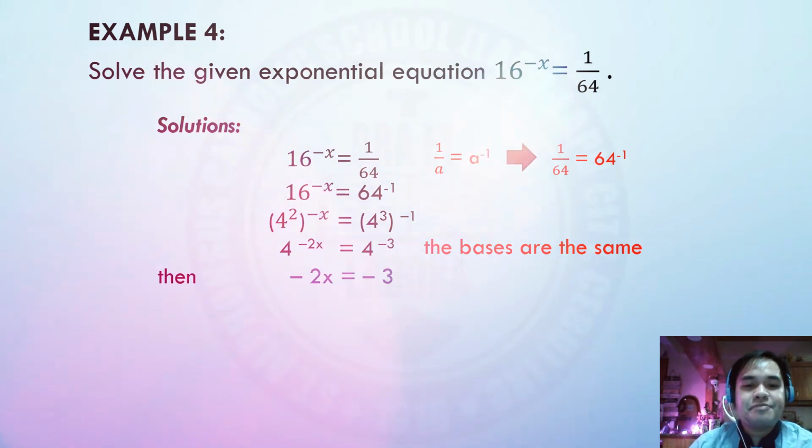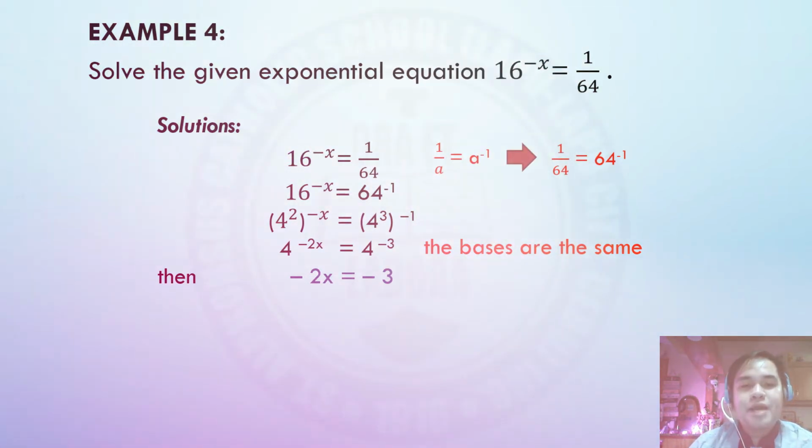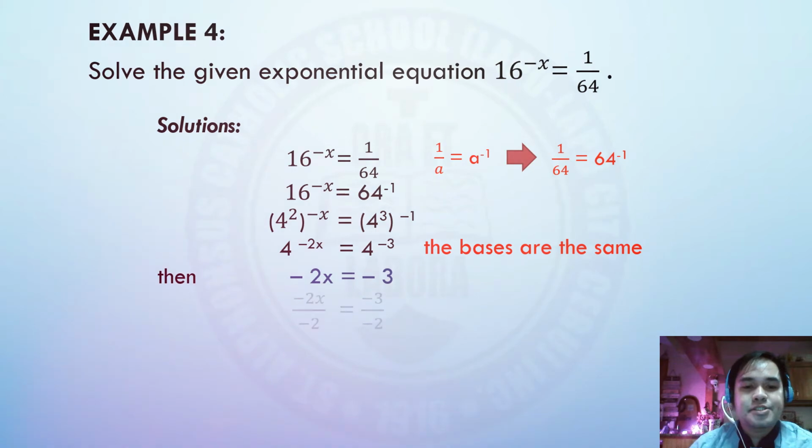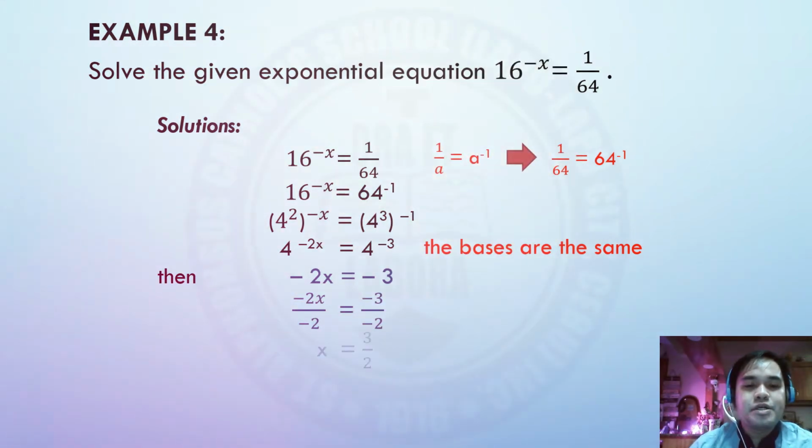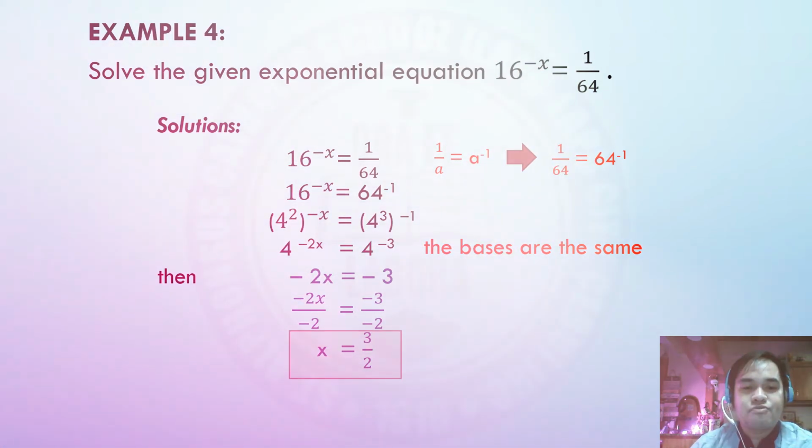Then simplify them further by isolating the variable x. So divide both sides of the equation by negative 2, and the answer is x is equal to 3 over 2.